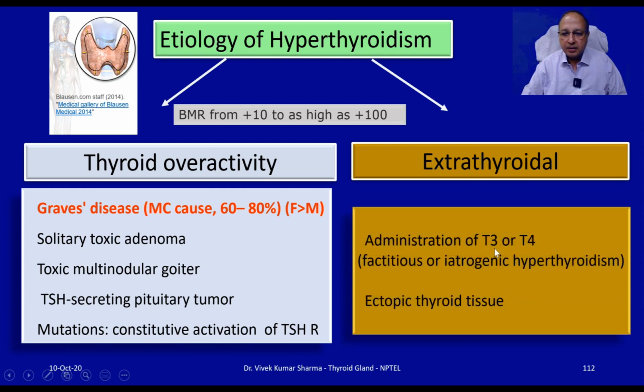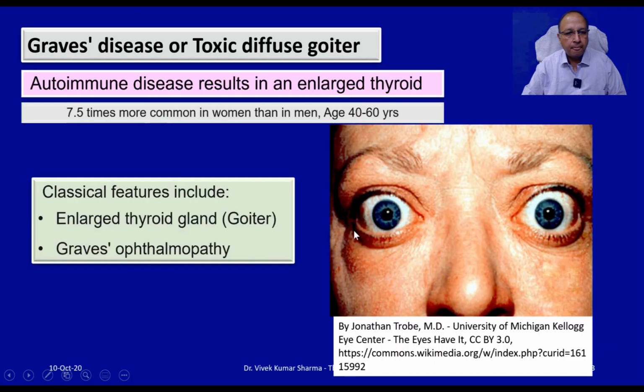Extrathyroidal administration of T3 or T4, which is iatrogenic, or it can be factitious. It can also be due to ectopic thyroid tissue in some other area that keeps on stimulating the production of the T3 or T4 hormone. Coming to Graves' disease, it is also called the toxic diffuse goiter.